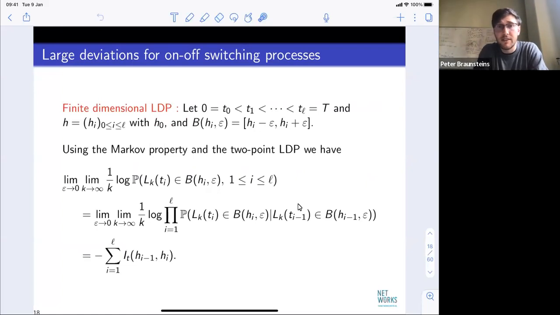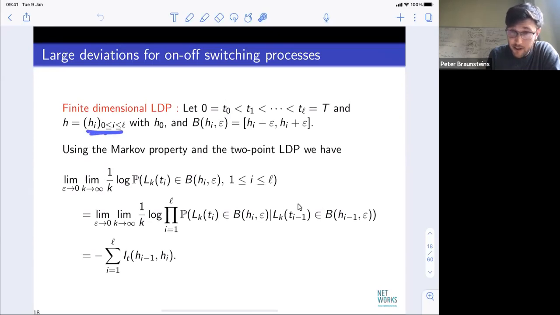Okay, so let's start with step 1, deriving a finite dimensional large deviation process. We're going to consider finitely many slices in time: time 0, time t1 up to time tL, which is equal to our capital T. We're going to consider L points between 0 and 1, and we're going to take a small ball around each of these points.